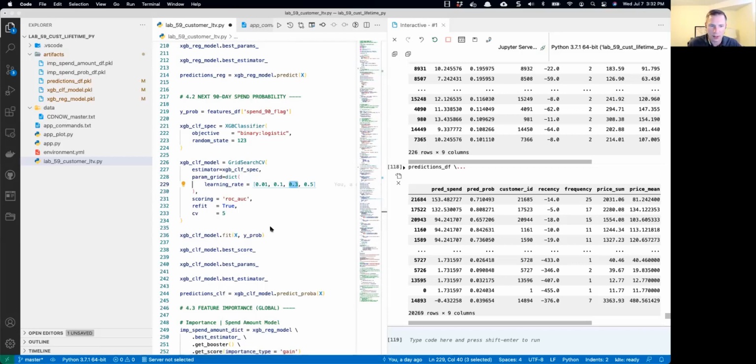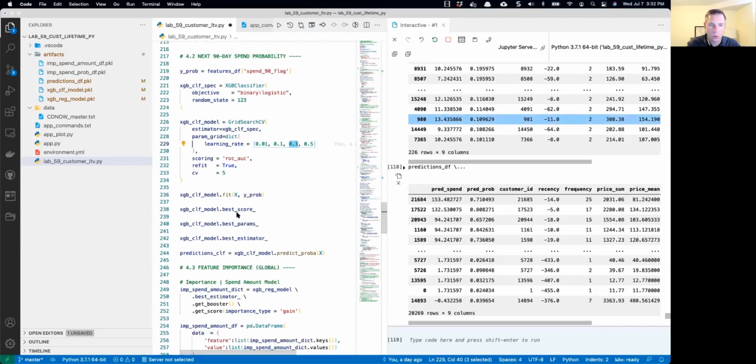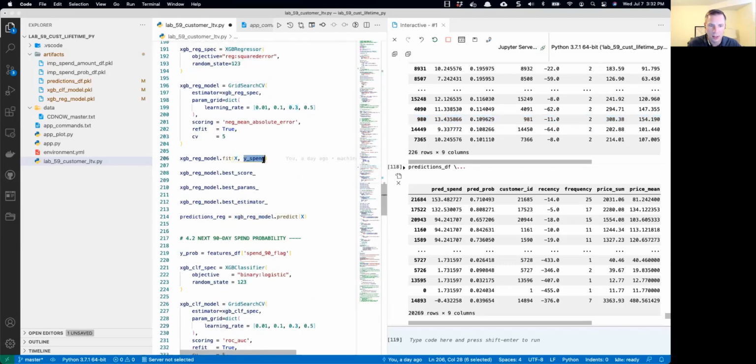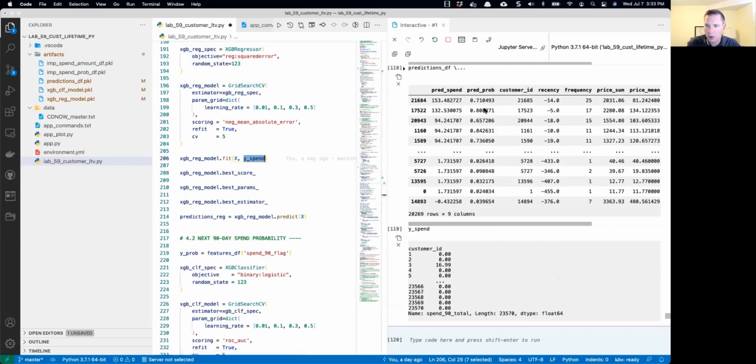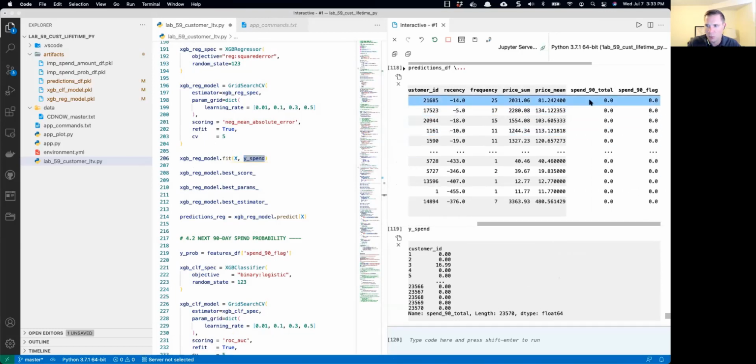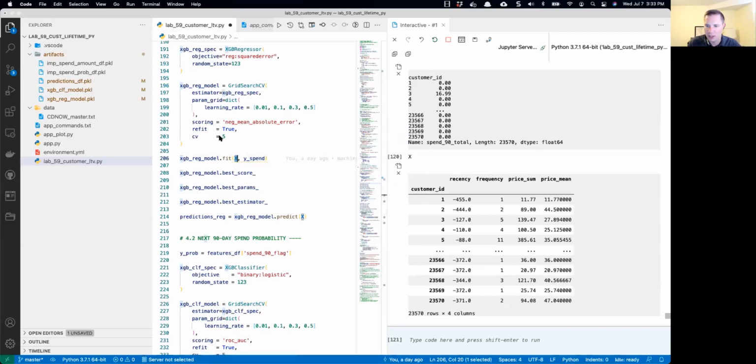So that's what we're doing there. Carlos asks, why is Y spend included in the fitting process? Well, that's our target. So what we're trying to do here with Y spend, which is right here, it's our spend 90 total. It's basically the column here. We're trying to predict what our next 90-day spend will be using the X values, which is our recency, frequency, and monetary columns.